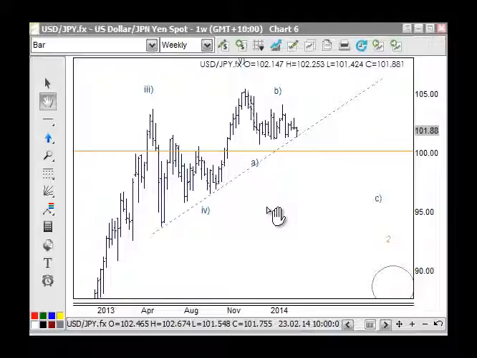You can also look at the Swissy as well. If you're looking at the US dollar, keep both those charts open. One could be leading the other one.